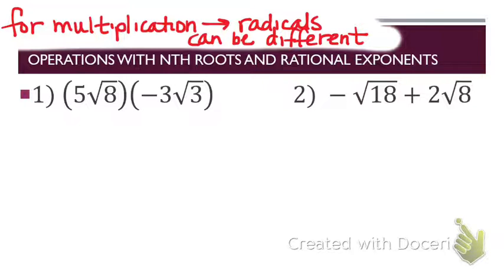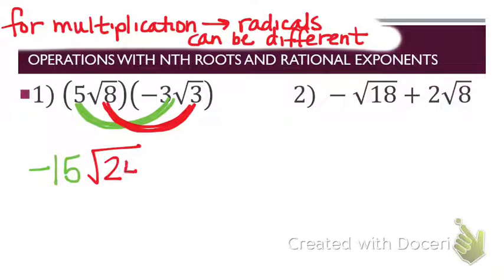So for number one, we're just multiplying our numbers. So the coefficients, I should say. Multiplying the coefficient. So the number in front of the radical, that's called a coefficient. We can multiply those two together. So I'm multiplying 5 times -3. And 5 times -3 would be -15. And then we're going to do the same thing. We can multiply these even though they're different. So you can multiply the square root of 8 times the square root of 3, and that's just going to be the square root of 24.